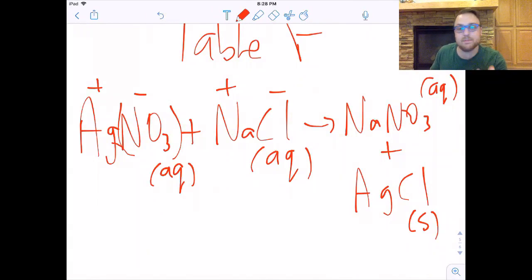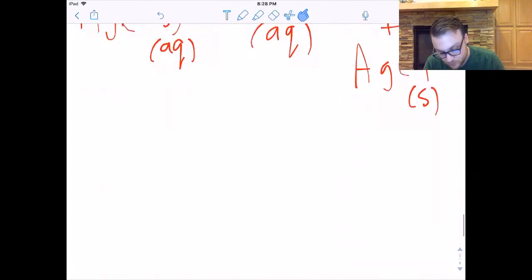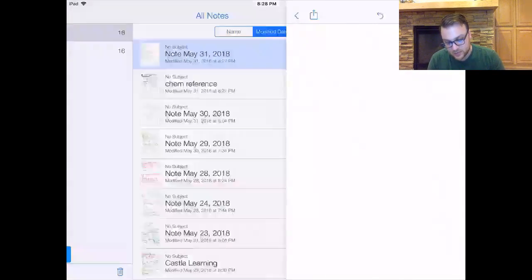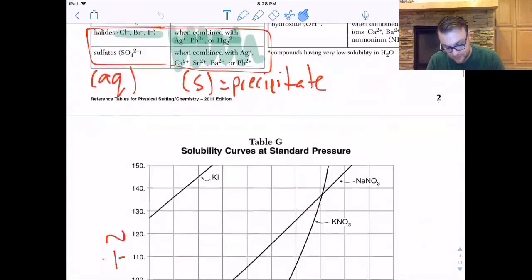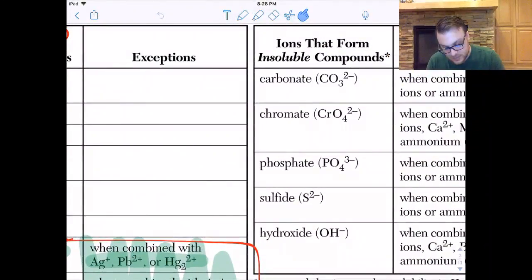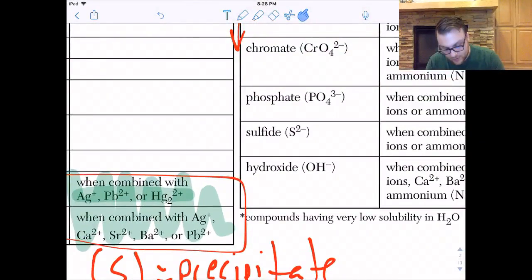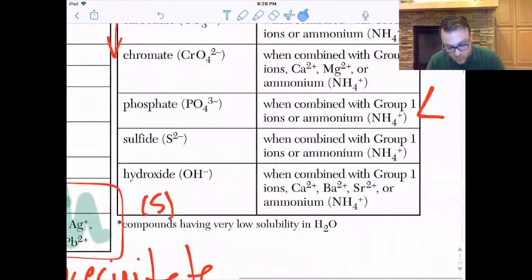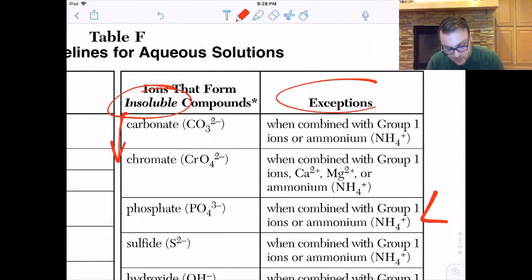The other side of Table F says that all of these compounds are insoluble going down. So everything on this left-hand side of the list forms your solid precipitate, where these exceptions will be aqueous. So let's do a couple of examples here.